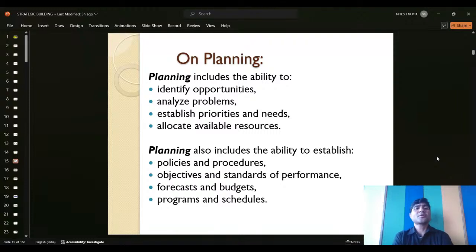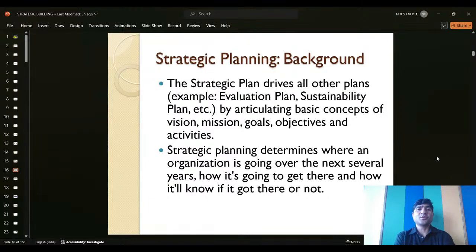Now when you focus on planning, what should planning include? Planning includes the ability to identify opportunities, analyze problems, establish priorities and needs, and allocate available resources. This is what planning should include. Planning also includes the ability to establish policies and procedures, objectives and standards of performance, forecasts and budgets, programs and schedules. That is apart from the above which I have just shared with you.